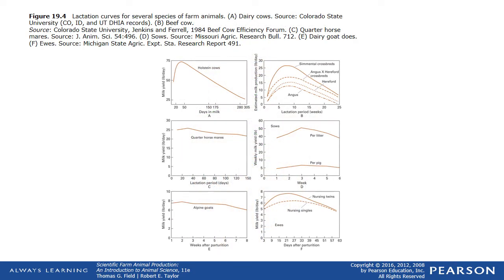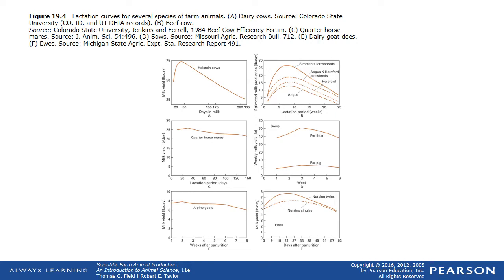Here are some lactation curves. In the upper left one, you'll see Holstein cows that calve in. Let's say they're making 50 pounds a day, and they might peak at about 45 to 65 days in milk. This example has it at 75 pounds, and then you see the really rapid decline.